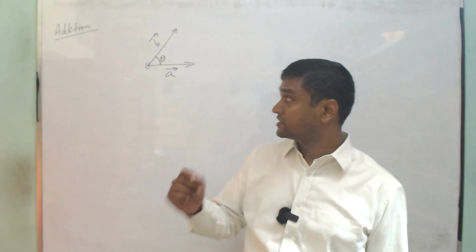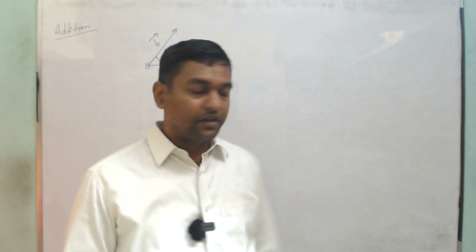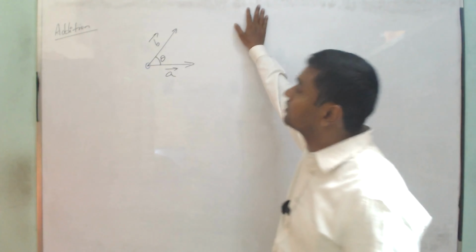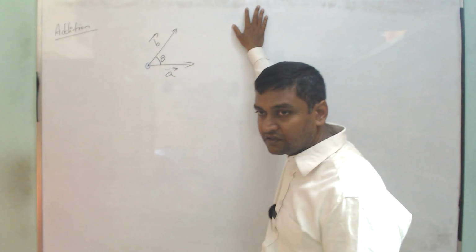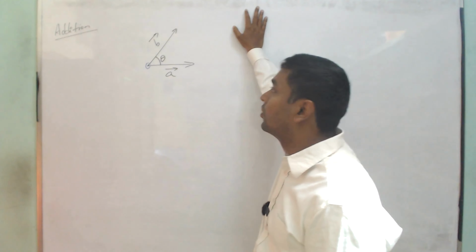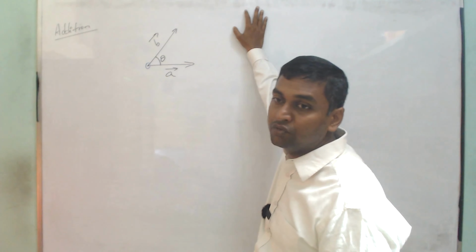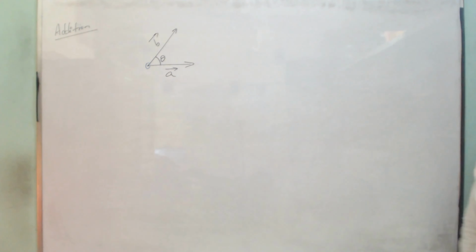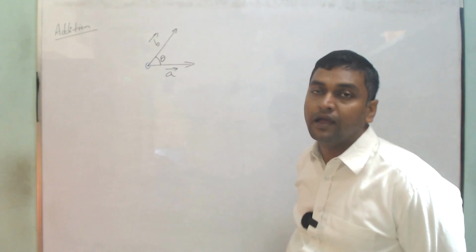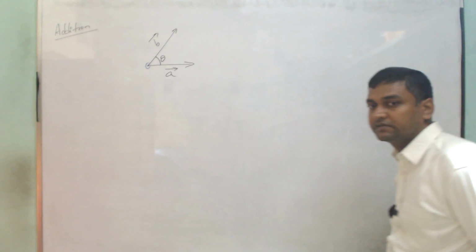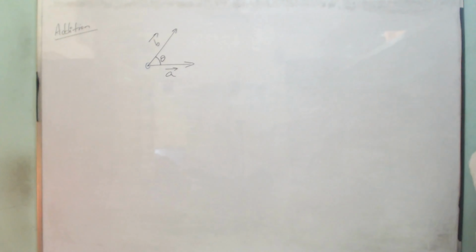Clear? So write this statement down. Point number 1. Whenever we want the angle between two vectors, write this down: always place the tails of both the vectors at the same point, and the shortest angle between the lines will represent the angle between the vectors.